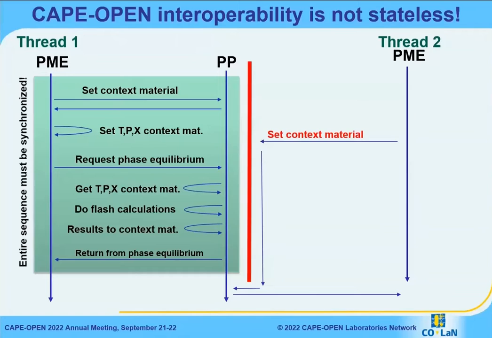And it doesn't have to be done from one thread. All the stuff that is currently done here in the green block can be done from multiple threads, as long as the PME synchronizes those actions in some meaningful way. And then the other action on the property package, such as happening from thread 2, will simply have to wait until that entire interaction is completed.